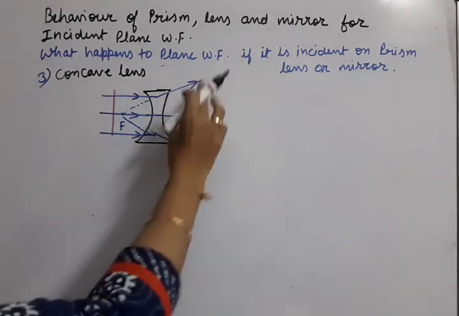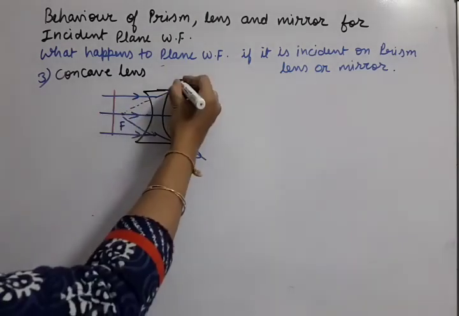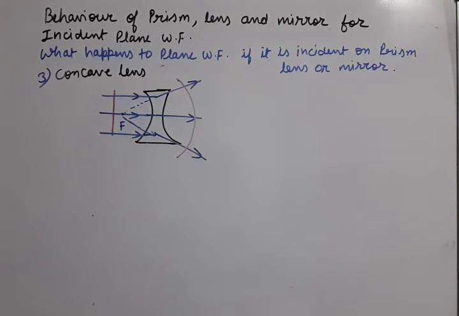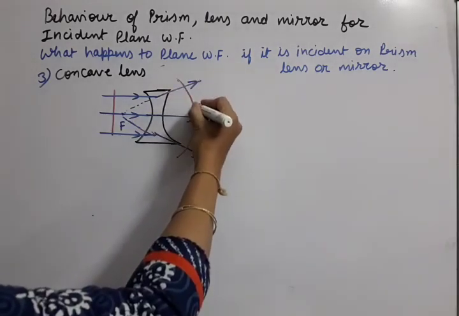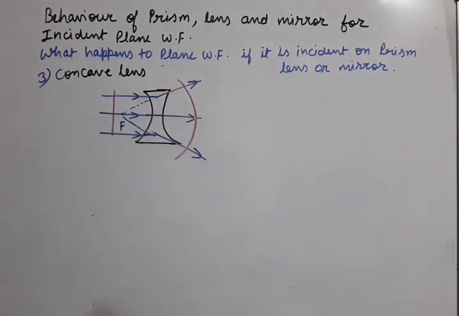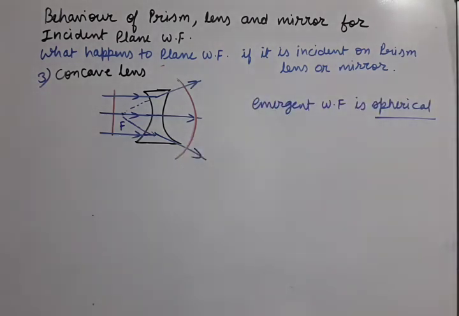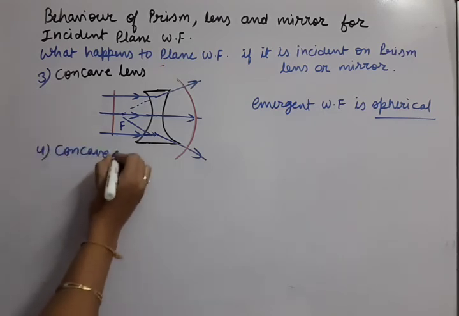So again, because the source of all these rays is a point, so for a point the wave front is always a spherical wave front. Okay, so this is spherical wave front. This is our answer. Wave front is spherical again. Now let us try for mirrors. Okay, so our fourth heading is mirror. Let us first take concave mirror.